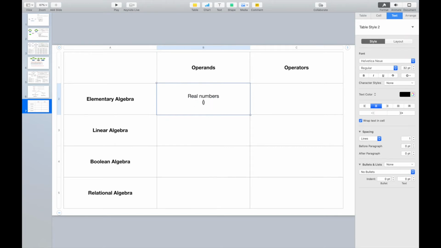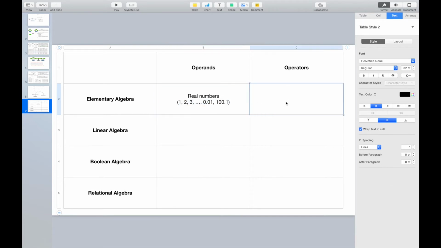Some examples include the natural numbers 1, 2, 3, as well as some float numbers like 0.01, 101. These are just some examples. So the operands are all the real numbers we have. Then what are the operators?